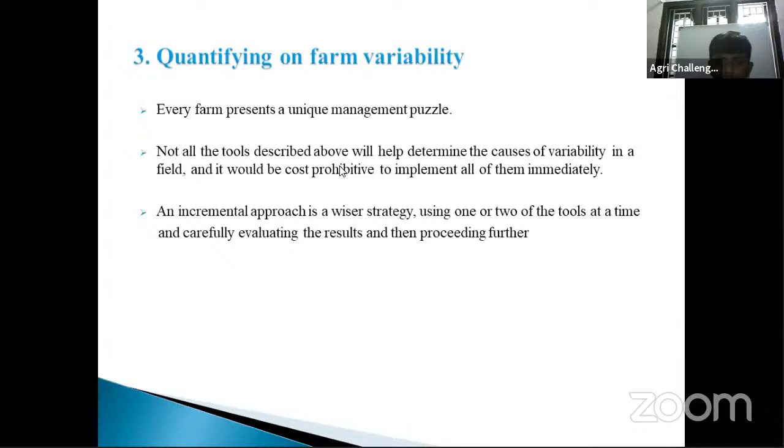An incremental approach is a wise strategy: using one tool first, then the next tool, purchasing one by one. First, we have to quantify with the basic tools, rather than purchasing all tools at one time. We have to go step by step, carefully evaluating the results and then proceeding further.